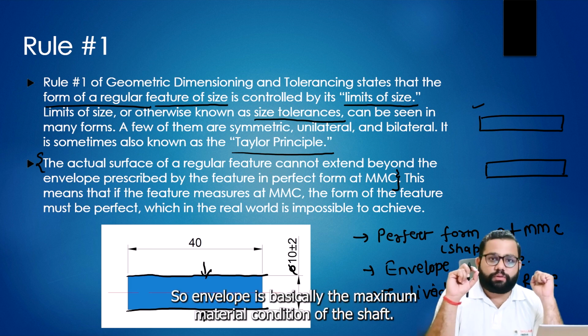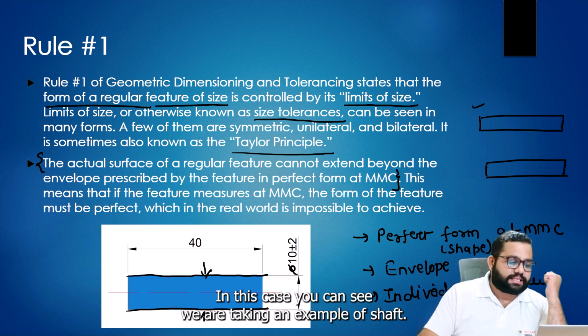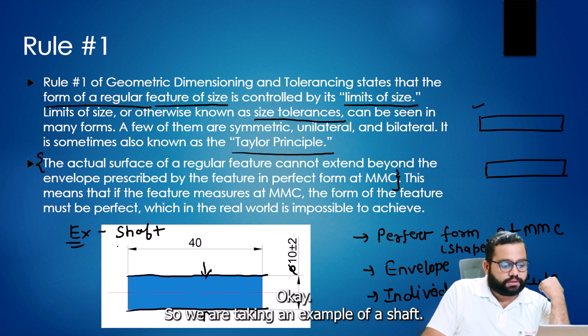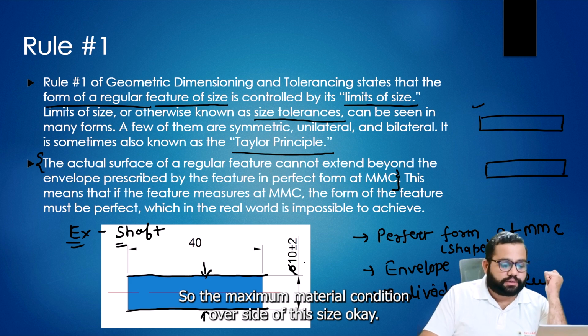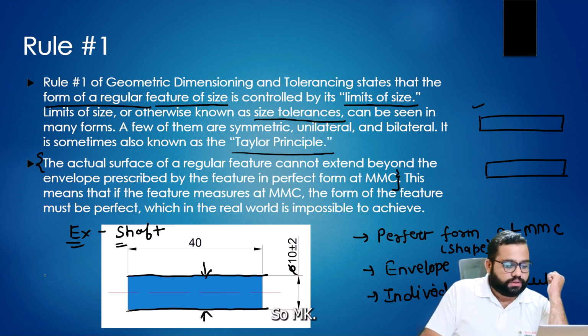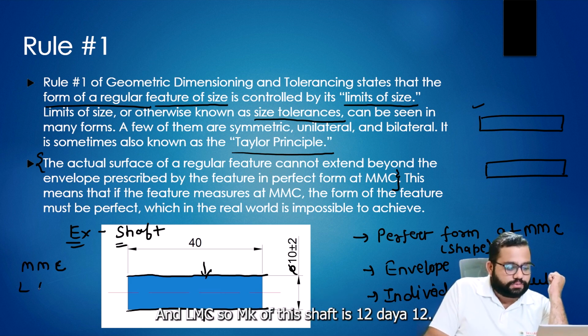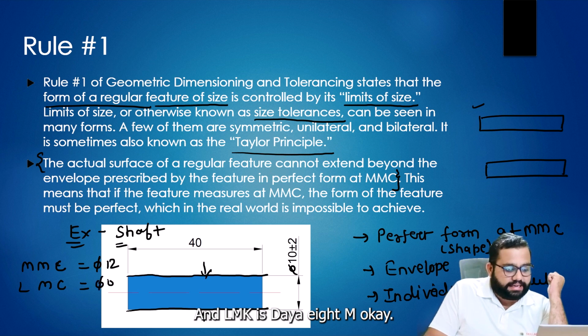The envelope is basically the maximum material condition of the shaft. In this case, we are taking an example of a shaft. So the maximum material condition is the oversize of this size, MMC and LMC. The MMC of this shaft is dia 12 mm and the LMC is dia 8 mm.